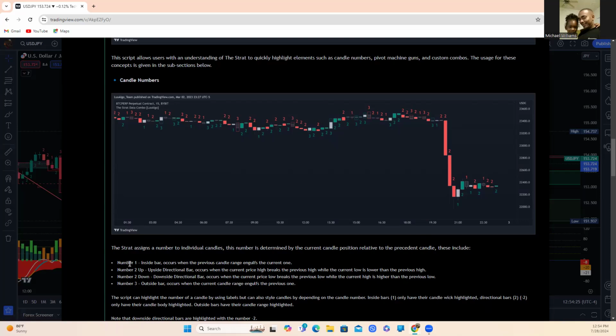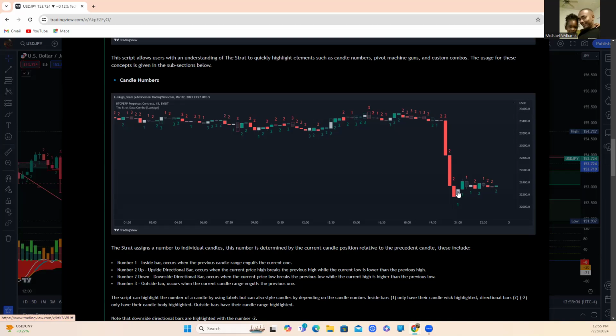So a candle with the number one is called an inside bar. This occurs when the previous candle range engulfs the current one. So as we can see here, this candle is numbered as a number one. In other terms, this is a consolidation candle. You'll see these are not necessarily the candles that we want to trade, but once I get into the actual chart, I'll show you opportunities where we can take trades utilizing this kind of setup. But this is a consolidation candle is all it is.